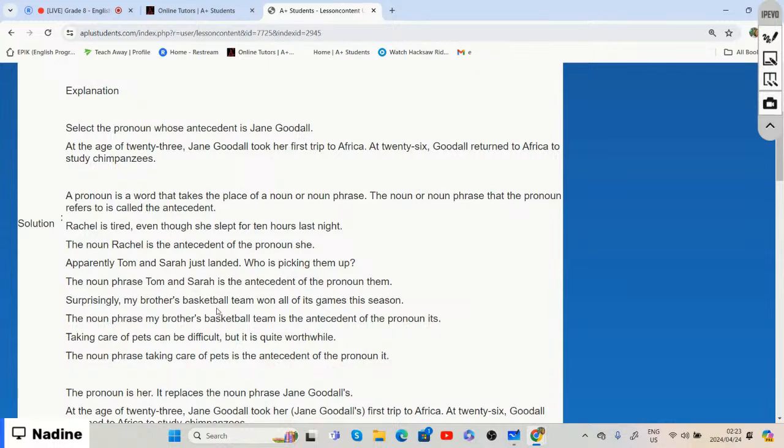All right. So, my brother's basketball team won all its games this season, right? So the noun phrase is my brother's basketball team, and it is the antecedent of its. And we can say that taking care of pets can also be difficult, but it is quite worthwhile. So our noun phrase over there is taking care of pets.